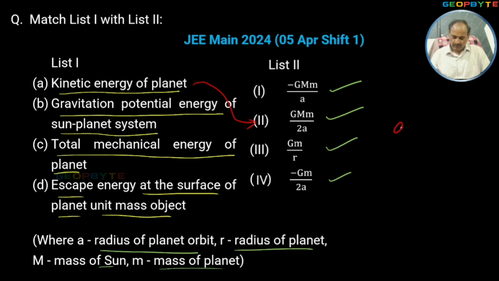Therefore, A2 correct. Next, gravitational potential energy of sun-planet system is equal to minus GMm by a. B1 correct. Then total mechanical energy of the planet is minus GMm by 2a. C4 correct. Escape energy at the surface of the planet for unit mass object is GM by r. D3 is correct. A2, B1, C4, D3.